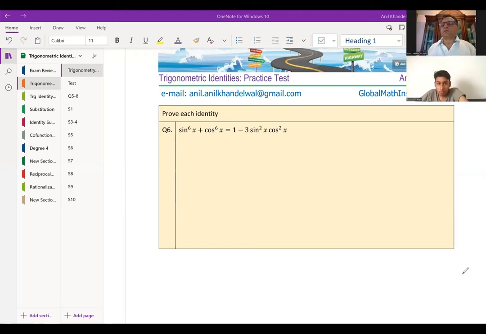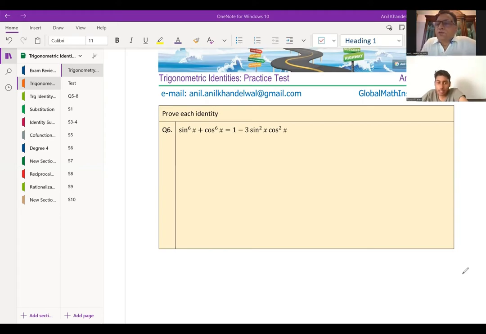So how will you do this? I would say that in order to solve this equation, we have to work on one of the sides to make sure the other side is equal. So I would say that it might be best if we solve the right side. So 1 minus 3 multiplied by sine squared x multiplied by cos squared x.